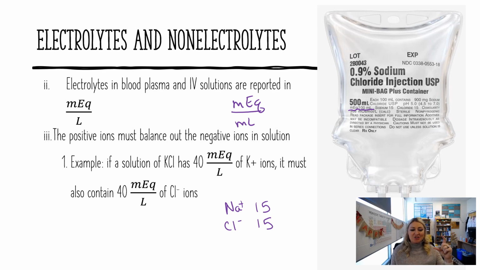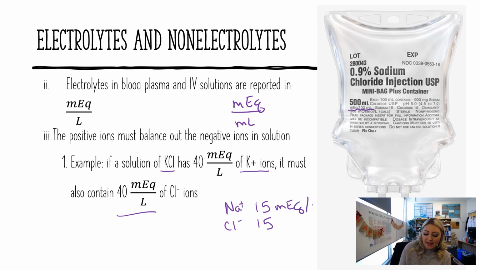So what's really important here is when we put solutions into our patients, we want to make sure that the positive charges cancel out the negative charges. You don't want to have an imbalance in ions in the body. So our positive ions always have to balance out the negative ions in solution. So here we see an example. If a solution of potassium chloride has 40 milliequivalents per liter of potassium ions, it has to also contain 40 milliequivalents per liter of chloride ions.